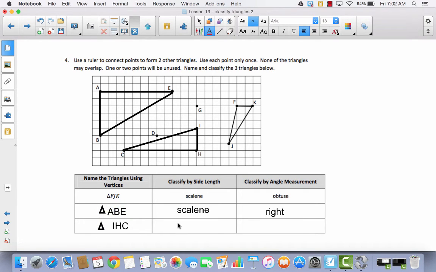All right, so let's take a look here. Now, when I look at the sides, none of these are the same length. So again, this is a scalene triangle. When I look at the angles, I have 2 acute and 1 right. So this is a right triangle.